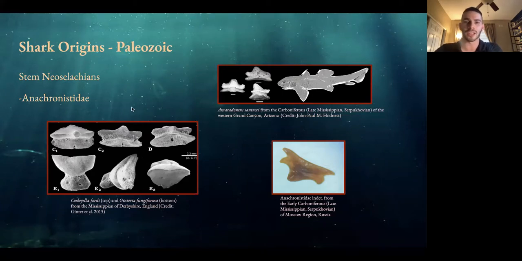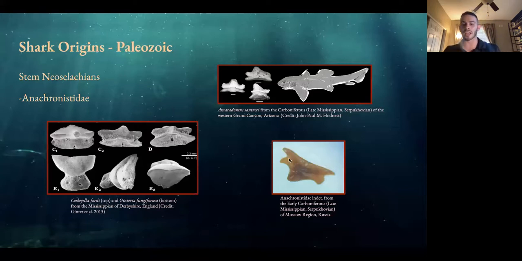So within Anachronistidae, you had a subfamily that's recently described. You have Amaradontus santosi from the Carboniferous of Grand Canyon, which is really just mind-boggling to think that the Grand Canyon at one point was underwater. But yeah, these look more shark-like than most other animals from the Paleozoic. You have lateral cusplets, so these mini tooth-like projections on the side of the tooth, and a pretty derived, so a pretty advanced, root structure.